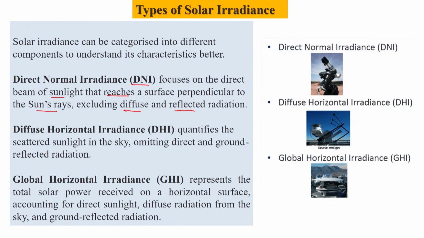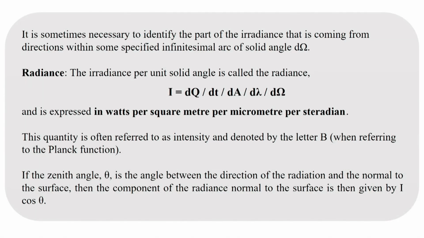And diffused horizontal irradiance quantifies the scattered sunlight in the sky, omitting direct and ground reflection. So when direct and ground reflections are omitted, then it is called diffused. You have global horizontal irradiance, this represents the total solar power received by the horizontal surface, accounting for the direct sunlight, diffused radiation from the sky, and ground reflection. So there are different kinds of instruments. But you should remember what DNI measures, what diffused horizontal irradiance means, and what the global horizontal irradiance is.